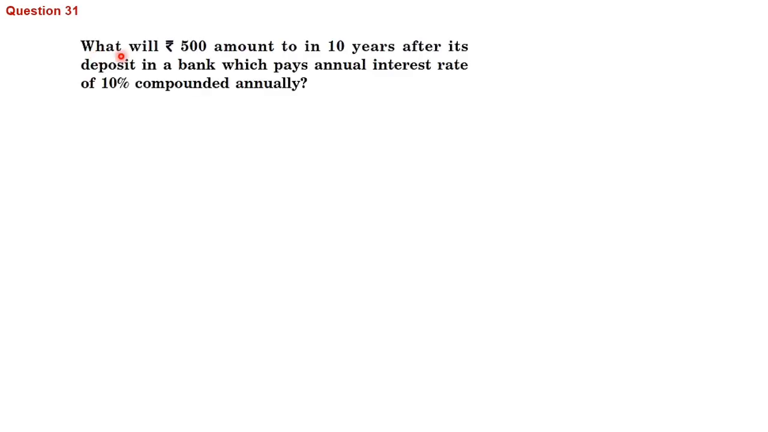Next we shall discuss question number 31. What will rupees 500 amount to in 10 years after its deposit in a bank which pays annual interest at the rate of 10% compounded annually? Suppose you are depositing rupees 500. After 10 years, how much amount you will get? That is the question. If the bank is paying 10% interest compounded annually. You are depositing 500. Bank is paying 10% compound interest. After 10 years, how much amount you will get? That is the question.